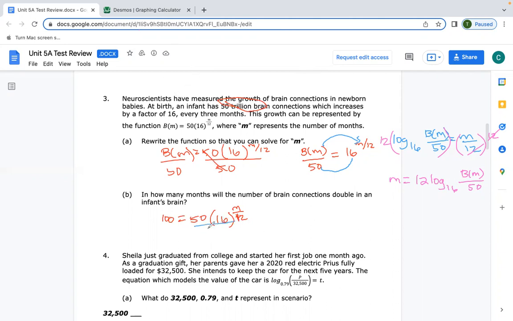Okay, so we're going to divide by 50 on both sides. And so that's going to give me 2 equals 16 raised to the m divided by 12. Now, in order to solve for m, we're going to take the log. So we're going to start at our base, go to the outside, finish at our exponent. So log base 16 of 2 equals m divided by 12. We're going to multiply by 12 on both sides to get m by itself.